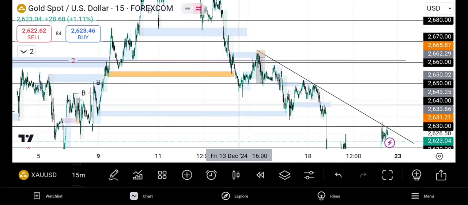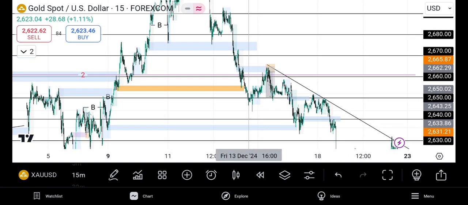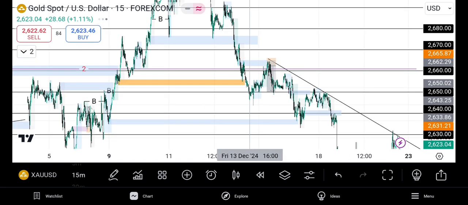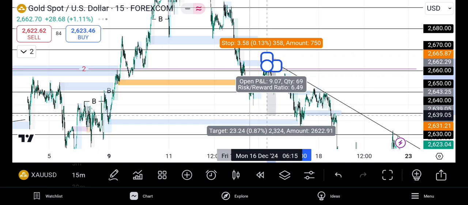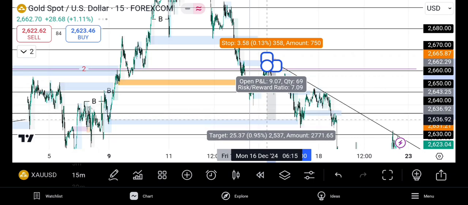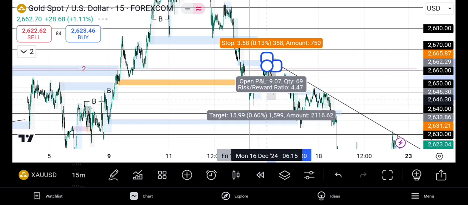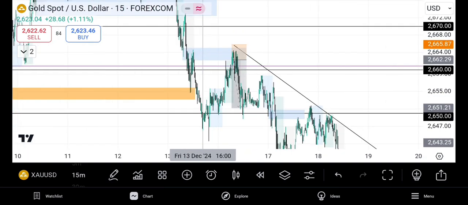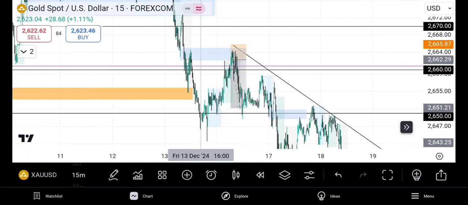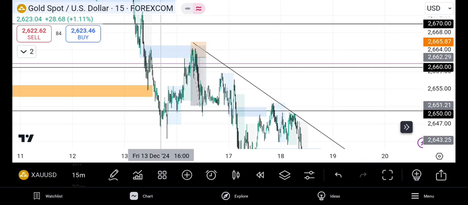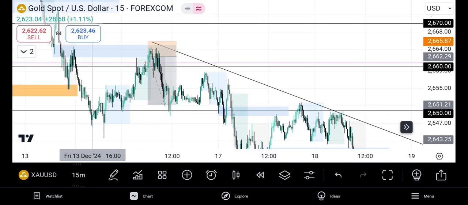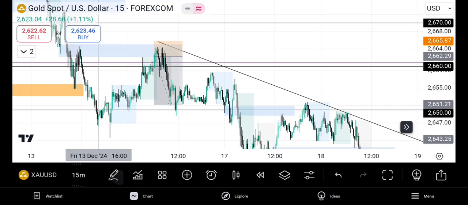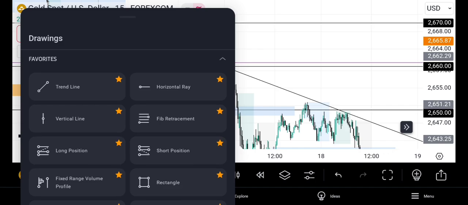Now, knowing that this market is still selling, I could have sold to this point, but I didn't. I opted out here with my 1 to 3 RR. So moving on. Now, that was exactly what happened on Monday.